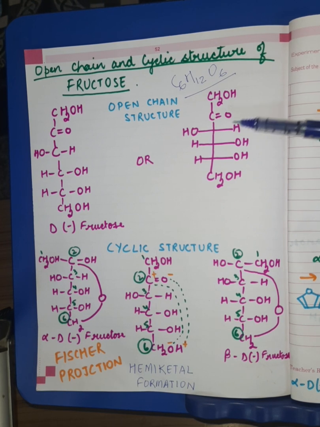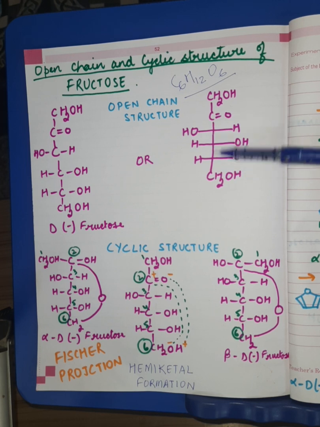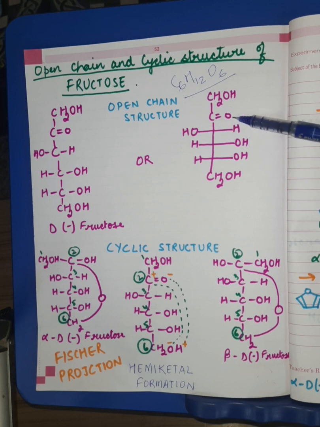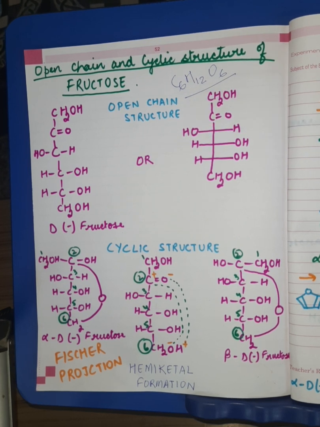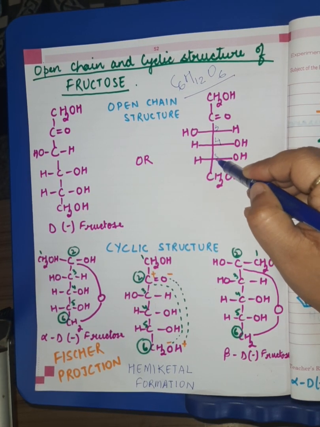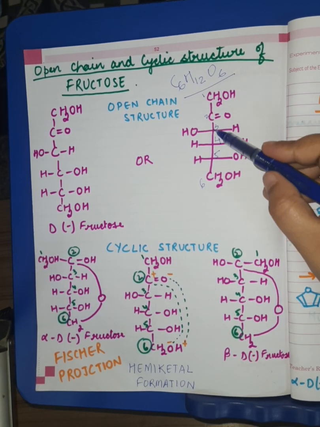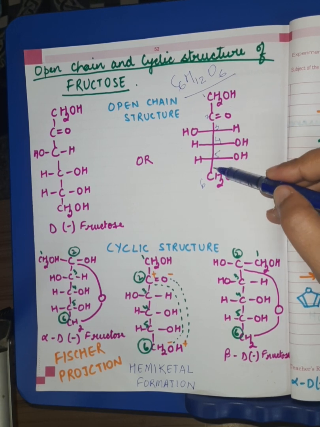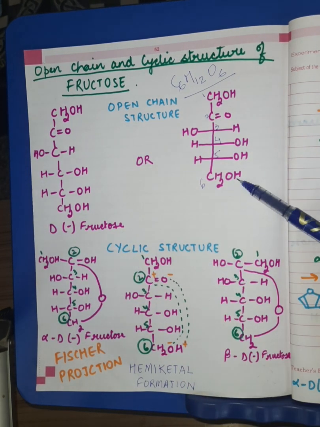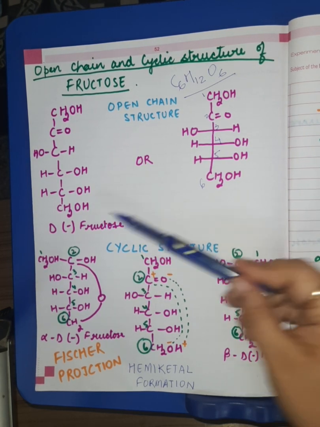Alright. Now, as per the Fischer projection, the open chain structure of fructose can be written as follows. The first carbon we show as CH2OH. The second carbon we show as CO, the ketonic carbon. Then here it is the third carbon, then we have the fourth carbon, then the fifth carbon, then the sixth carbon. This is carbon 1, this is carbon 2. So the third, fourth and fifth carbons are shown in that way. So it's a replica of this particular structure, and you can correlate it. So we can represent the open chain structure of fructose either like this or in that way.